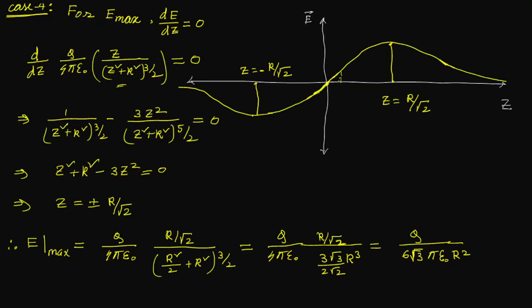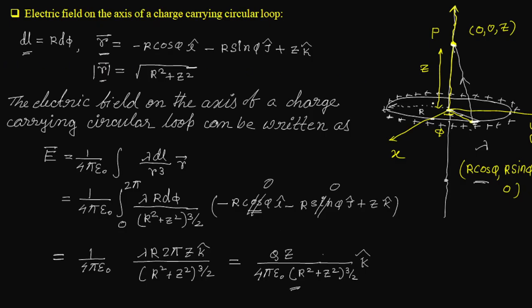Now in the next problem, we have to calculate the electric field at the center of a charge carrying arc. So what we have calculated here is the electric field on the axis of a circular loop. Now in the next problem, the electric field at the center of a charge carrying arc. An arc means it's not a complete circular loop, it's a part of a circular loop.